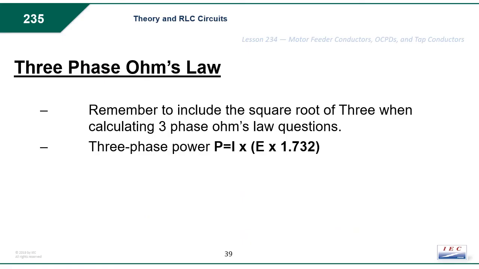And again, with three-phase Ohm's law, I can't stress this enough because so many people miss it. Remember to include the square root of 3 when calculating three-phase Ohm's law questions. Three-phase power, for an example, is P equals I times E, or in this case, P equals I times E times the square root of 3 to get a true calculation for three-phase power, because we can't just add the voltage together. It's off by the square root of 3, so it's got to be calculated according to the square root of 3.